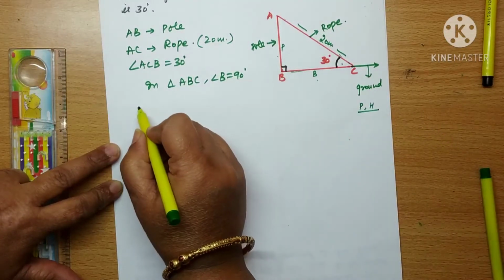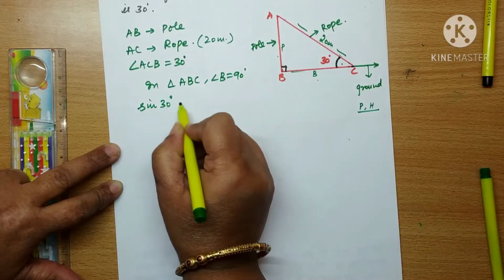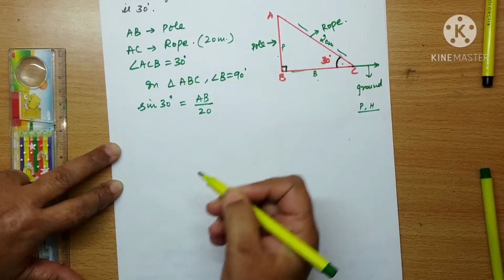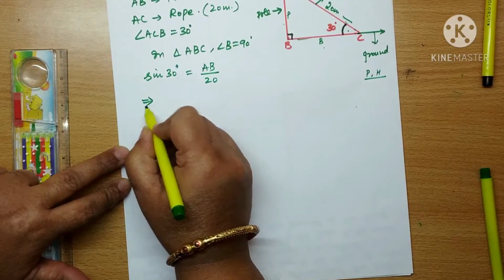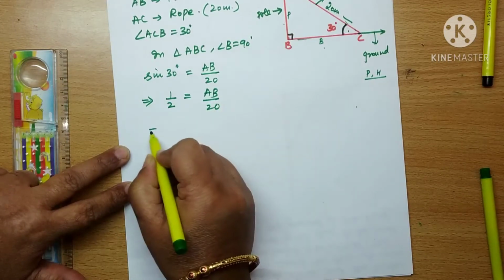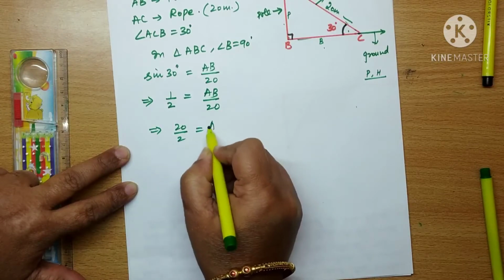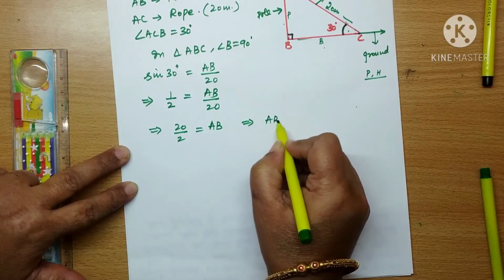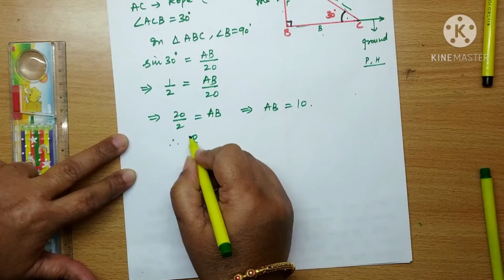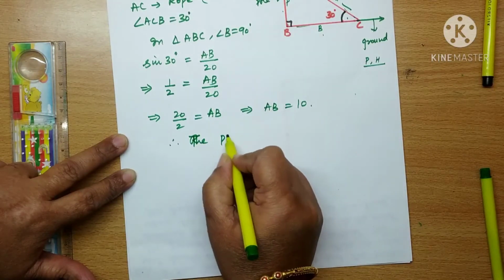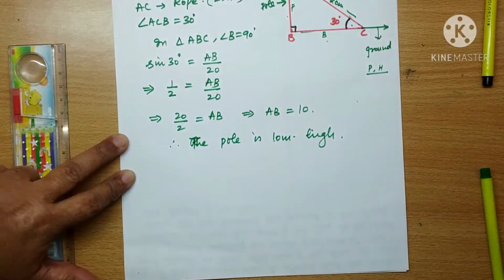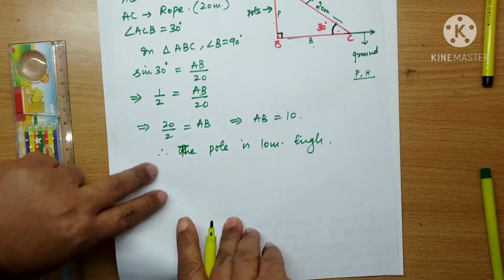So obviously sine. So sine 30 degrees is perpendicular by hypotenuse, which is AB by 20. Hypotenuse is 20 here. Sine 30, children, we know is 1 by 2. So 1 by 2 is AB by 20. So I get 20 by 2 is AB. So we get AB as 10. Therefore, this is the pole, the height of the pole is 10 meters. Got it? First question. Now moving on to the second question.